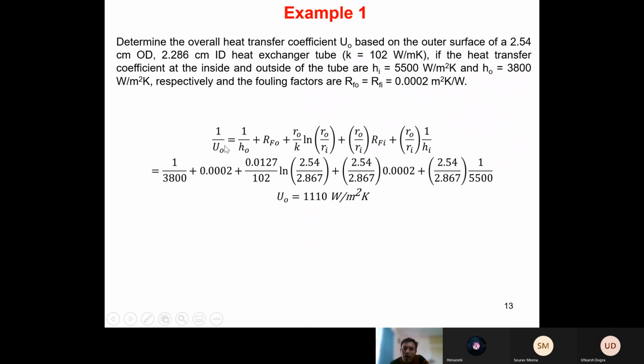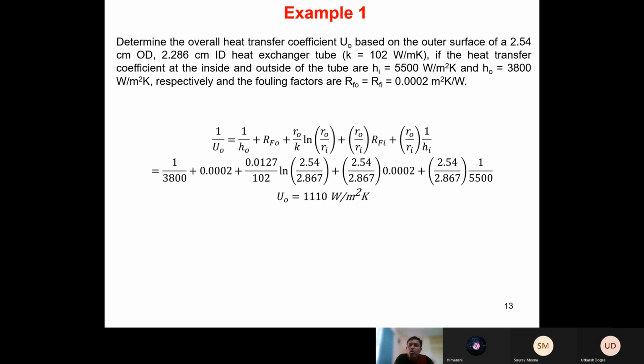Okay, so now let's calculate the overall heat transfer coefficient in terms of the outer surface area. This is the same equation which we have seen: 1 by U0 is given as 1 by H0 plus RFO plus R0 by K ln R0 by Ri plus R0 by Ri RFI plus R0 by Ri 1 by HI. So if you put all the values here, RFO and RFI both are given as 0.0002. If you put all these values, my overall heat transfer coefficient comes out to be 1110 watt per meter square Kelvin. Is it clear?